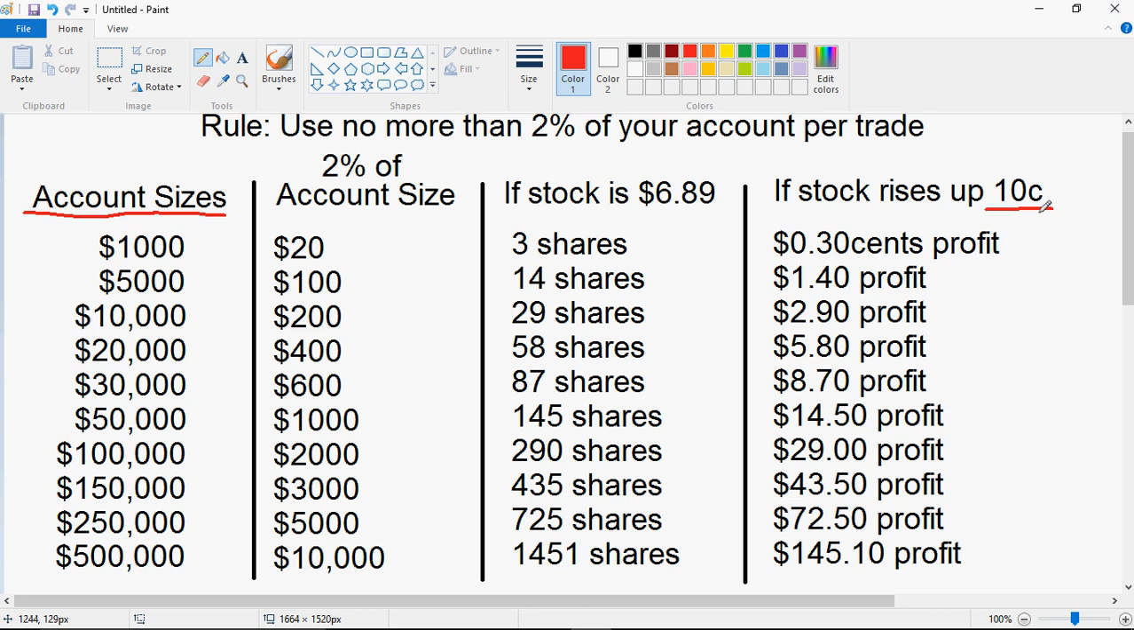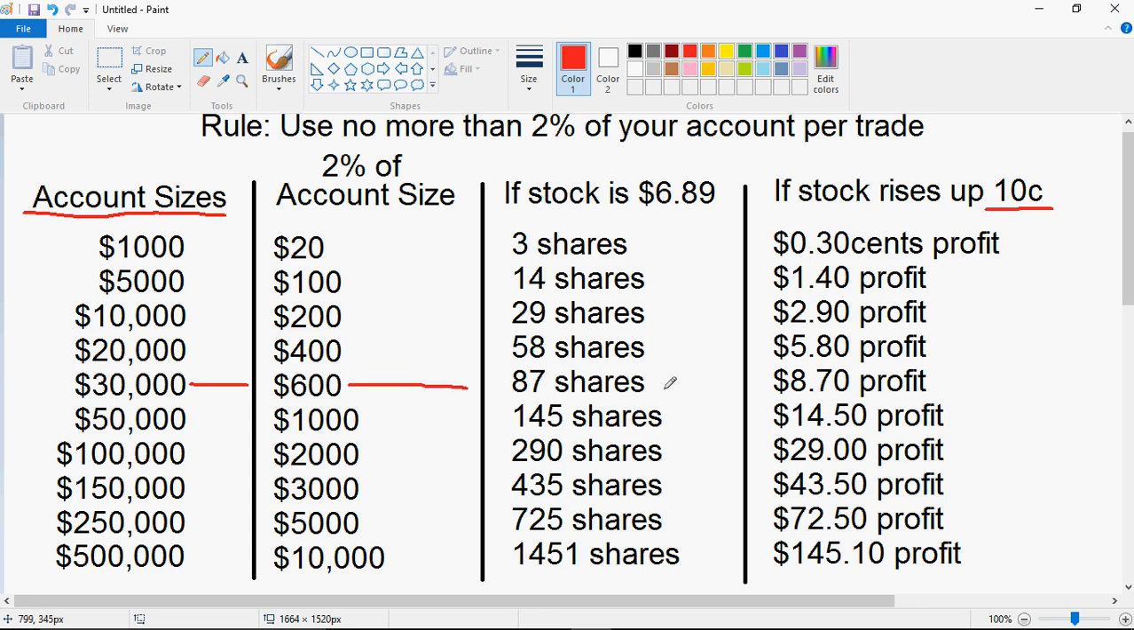You have to calculate this on your own. Put 50 cents and calculate the difference it would make, how much profit you will get if it rises up 50 cents or if it rises up a dollar. All you got to do is take this times the shares you bought. So if it rose up a dollar, take a dollar and multiply it by 3. Take a dollar and multiply it by 14. So practically, if this stock rises up a dollar, you really need $30,000.